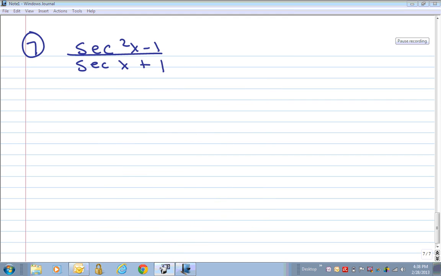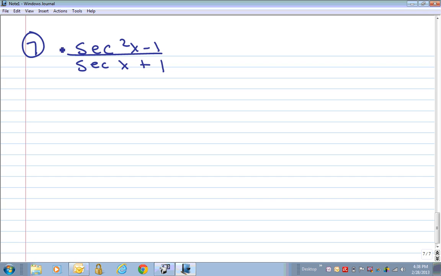Again, I believe the word factoring will be mentioned in this one. At the bottom, there's really nothing to factor, and it's not a Pythagorean identity. But the numerator is one of our Pythagorean identities, and we could switch that, but that would not get us any closer to, I believe, where we want to be. So if it says factoring, then look to factor.